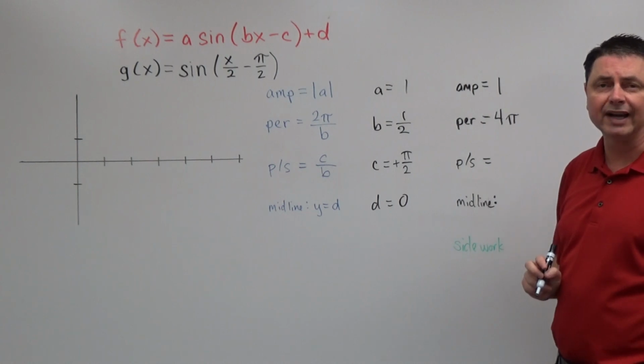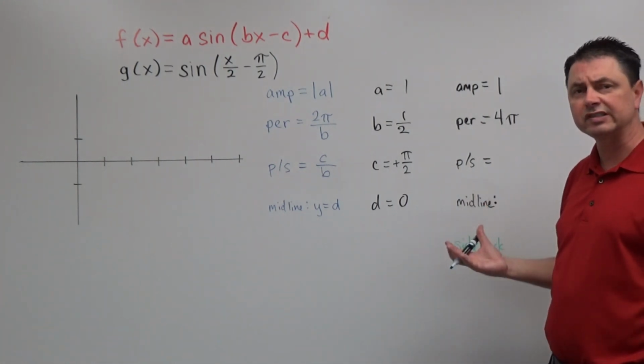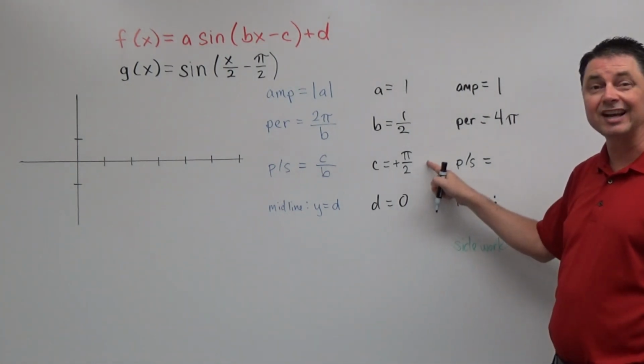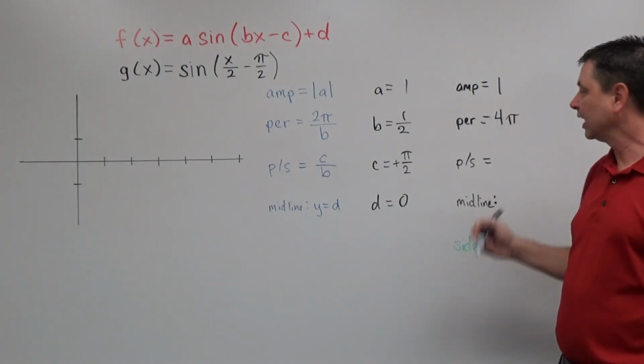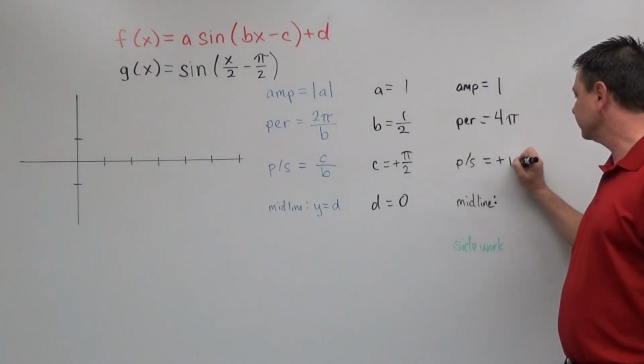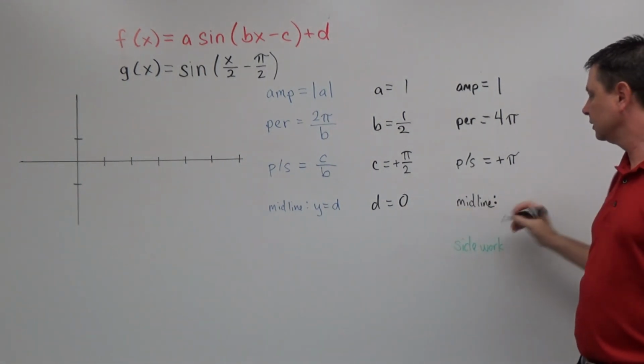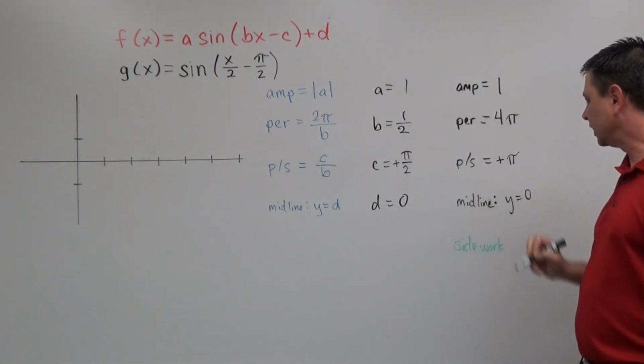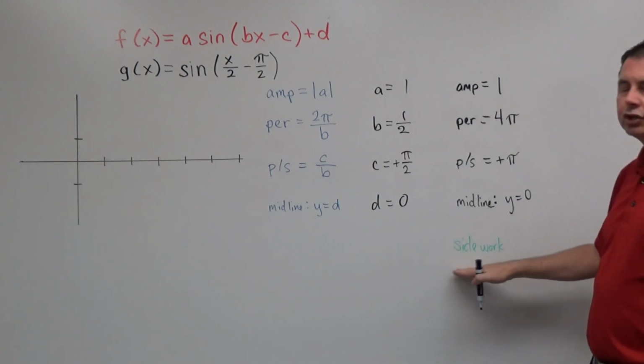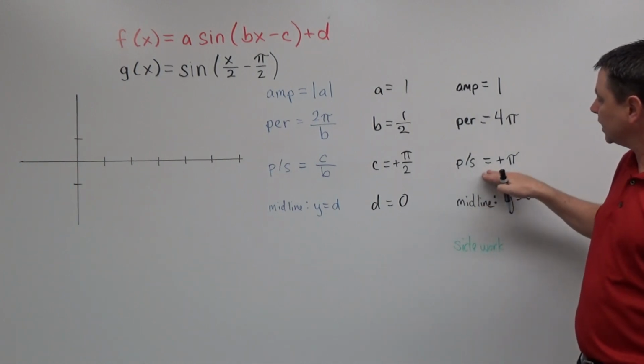The phase shift is c divided by b. Pi over 2 divided by 1/2. We'll use the same trick, pi over 2 times 2 over 1, and we're just going to get positive pi. And the midline, y equals 0.